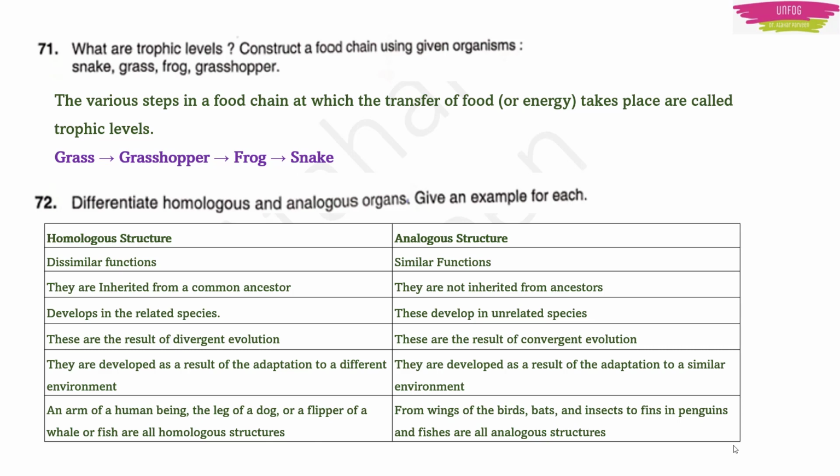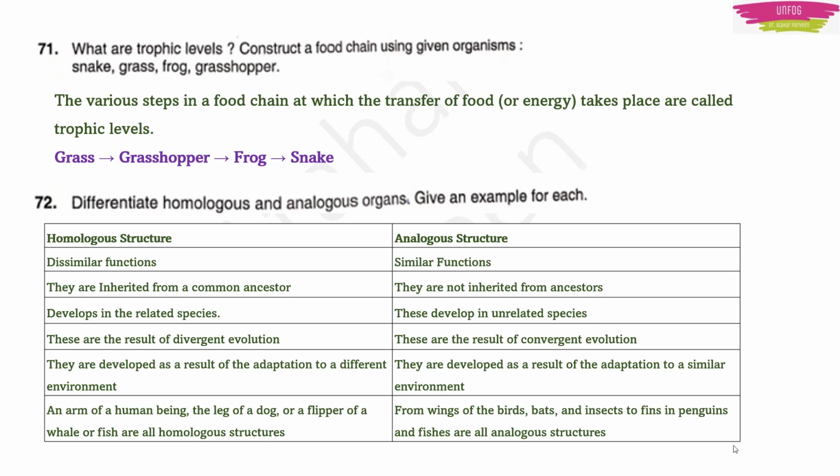Among these, the main differences are that homologous structures, they are developed in related species, and analogous, they are developed in unrelated species. Okay. And they are the result, the homologous structure, they are the result of divergent evolution, whereas analogous structure, they are the result of convergent evolution. Then homologous structures, they are developed as a result of adaptation to a different environment. For example, an arm of a human being, the leg of a dog, or a flipper of a whale or fish, they are all homologous structures.